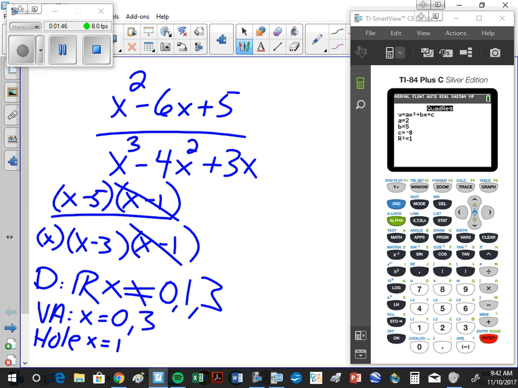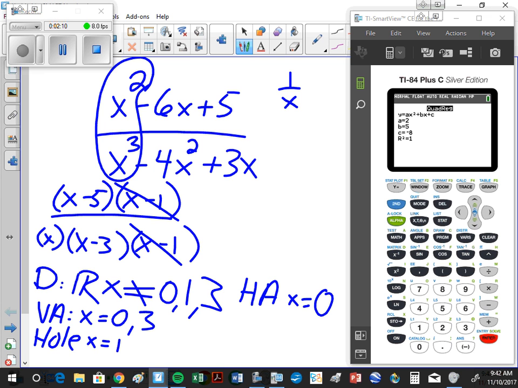All right, does this function have any horizontal asymptotes? Yes, we look at the largest term in the numerator and the largest term in the denominator, and that simplifies down to be 1 over x, and if you plug in infinity, you end up with 0. So there's an HA at x equals 0. No, oops, you're right, it's y equals 0.